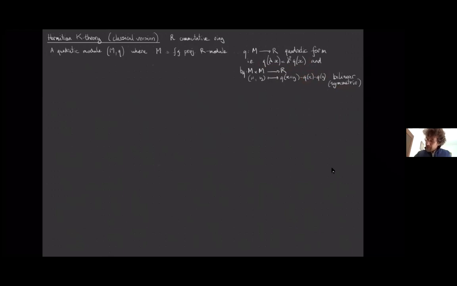Right. So it's also useful to have some kind of non-degeneracy condition. And you say that the quadratic form is non-degenerate if this associated pairing is perfect. And so it induces a perfect duality between M and its dual.